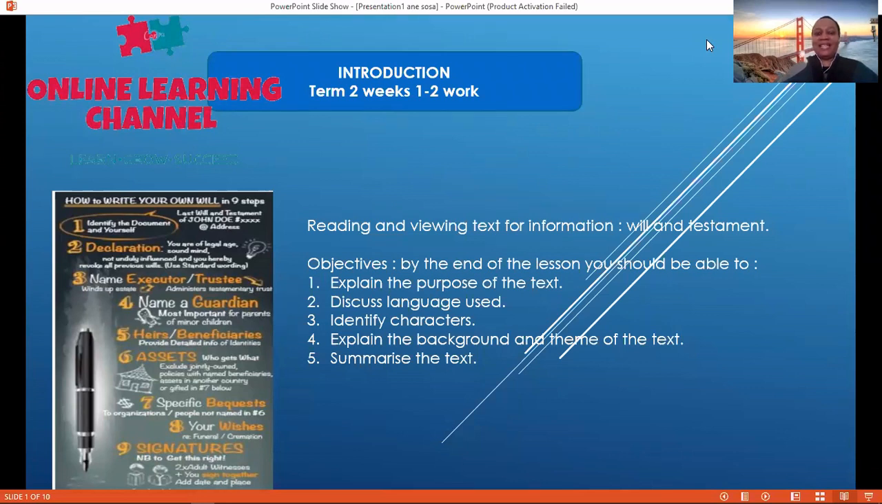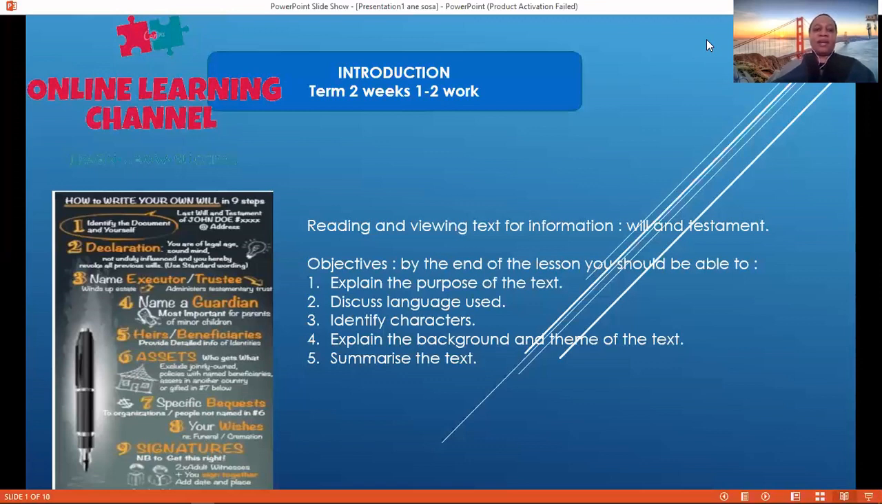Grade 9, this is our lesson 6, and we are looking at our term 2 work on reading and viewing a text for information. Reading and viewing a text for information. And we are given a text to look at, which is a will and testament. We are going to look at the will and testament quickly on the screen there.